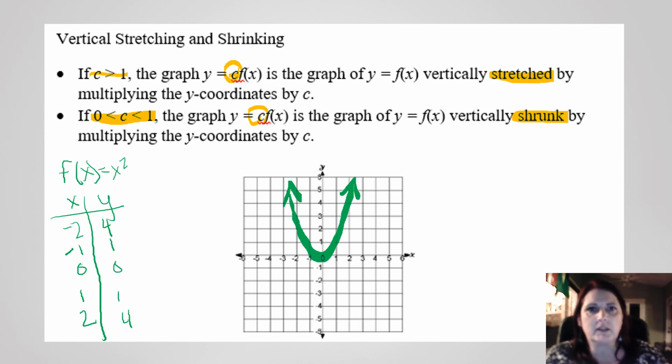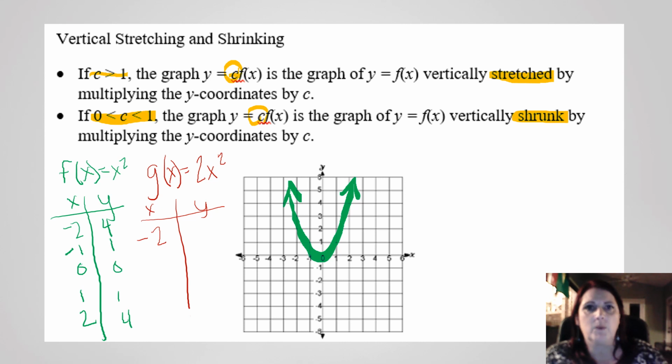Let's look at g of x equaling 2 times x squared. So when we do that xy table, using those same points, we get negative 2. Well, negative 2 squared is 4, and double that is 8. Negative 1 squared is 1, and you double that and you get 2. 0 is still 0. 1 is 2, and then we have 2 and 8.